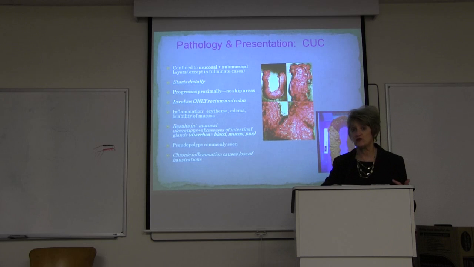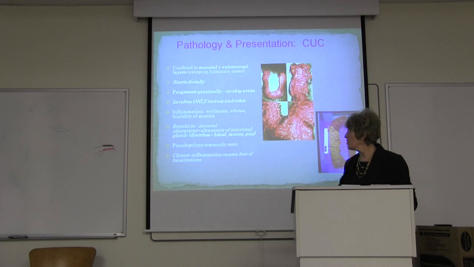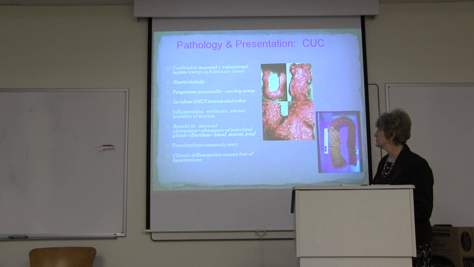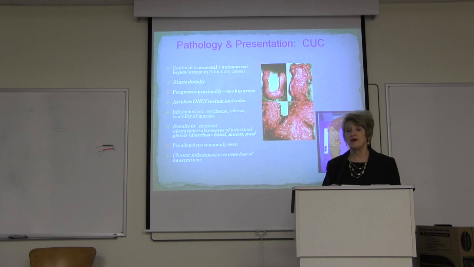Ulcerative colitis starts in the rectum, proceeds proximally, no skip areas, involves primarily the mucosal and the submucosal layers. Because you have all these ulcerations, they have bloody mucousy stools, okay? Because the ulcers in the mucosal and submucosal layer expose blood vessels, and so they're bleeding. They're producing a lot of mucus.